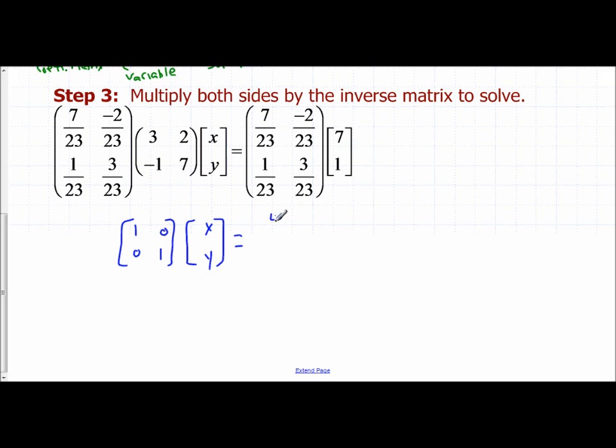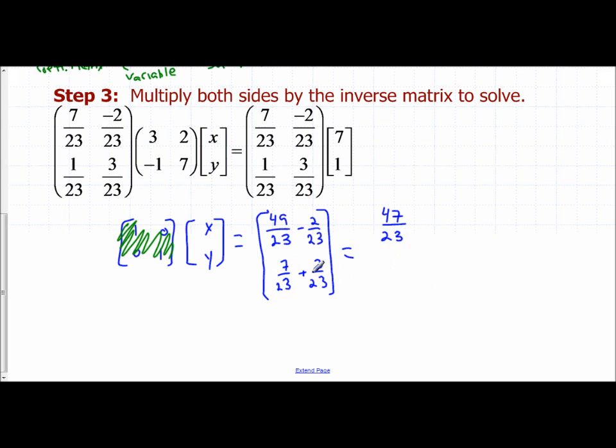7 times 7 is 49. So 49 over 23, negative 2 times 1, so you get minus 2 over 23. And then 1 times 7, so you get 7/23. And then 3 times 1, 3/23. And so remember, your identity matrix is just like your coefficient of 1, and we don't ever show coefficients of 1. And so then you just do the math. 49 minus 2 is 47. 7 plus 3 is 10.